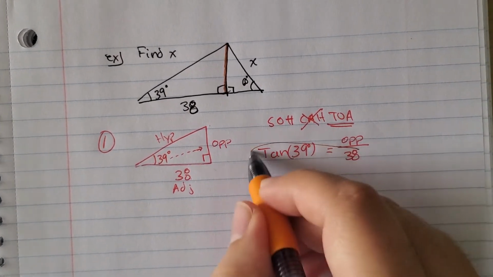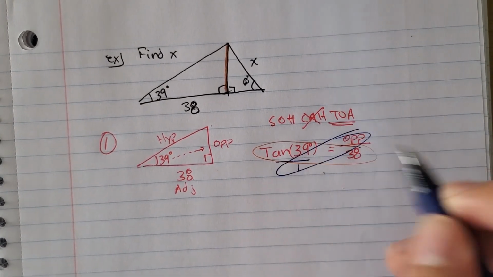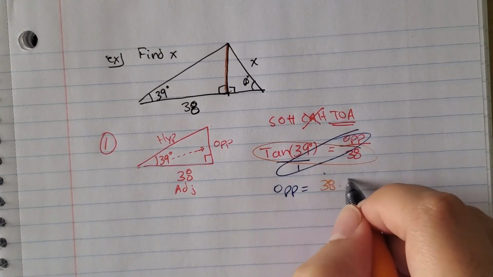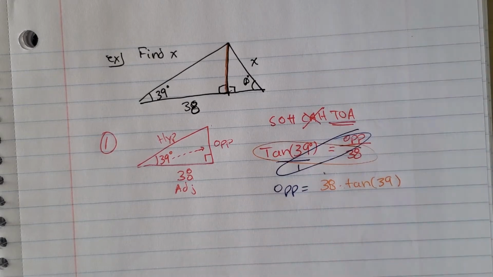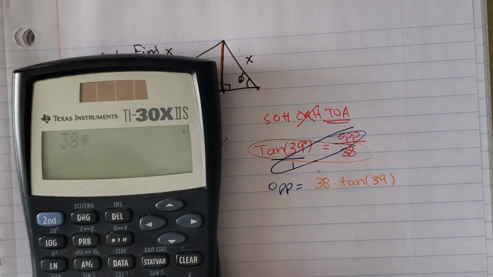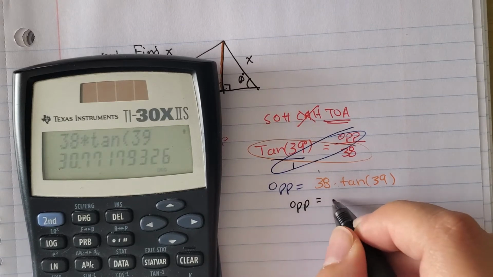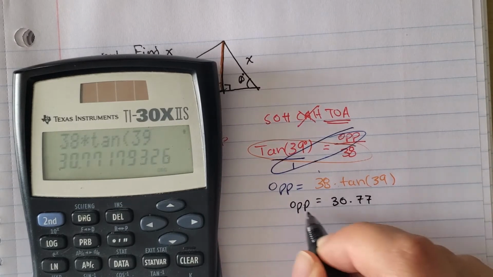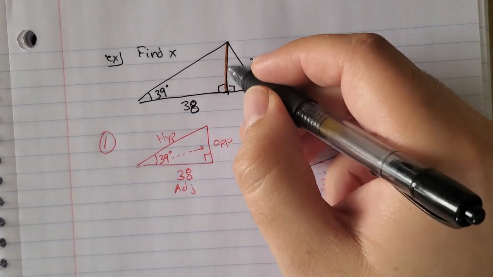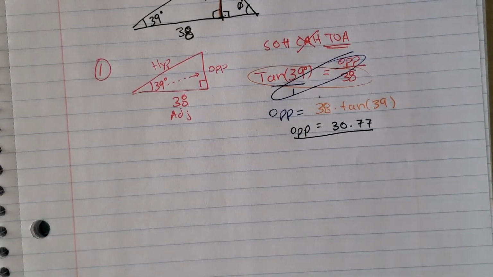Then we do a little cross multiplying over here, and the opposite over this is 1. So my opposite is equal to 38 times the tangent of 39. Let's go ahead and plug that into the calculator. 38 times tangent of 39. It turns out that my opposite side is equal to 30.77. Now that's only this side over here. So this is 30.77. Let me scoot down to part 2.